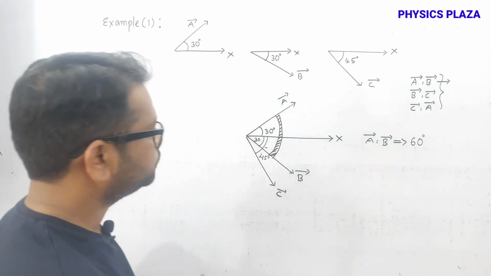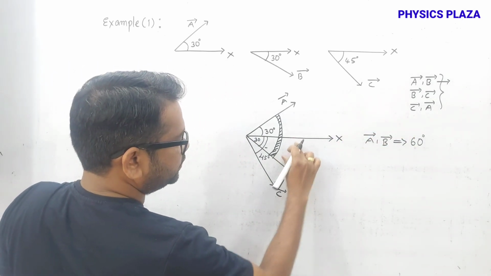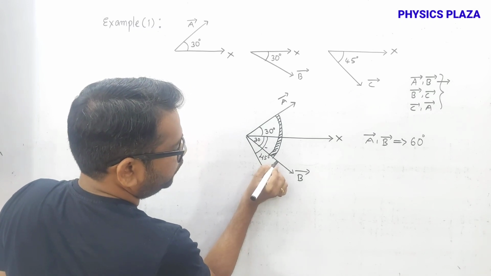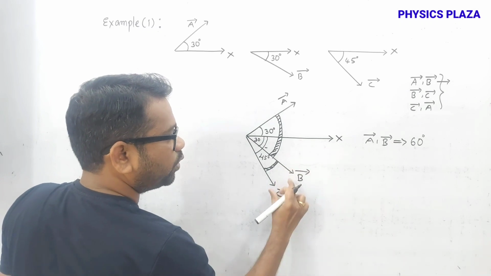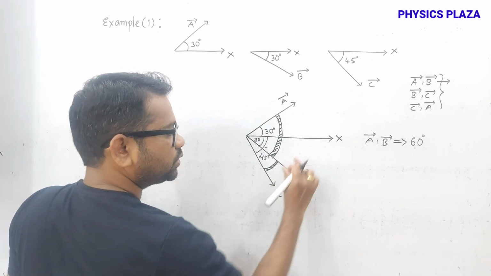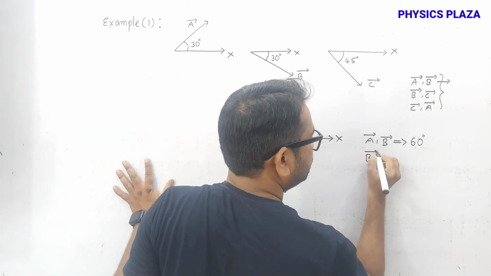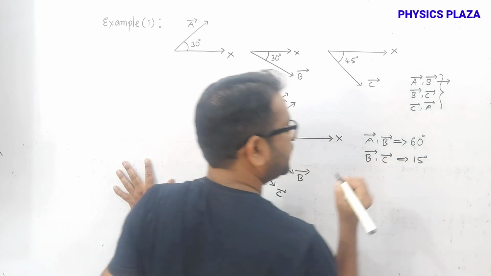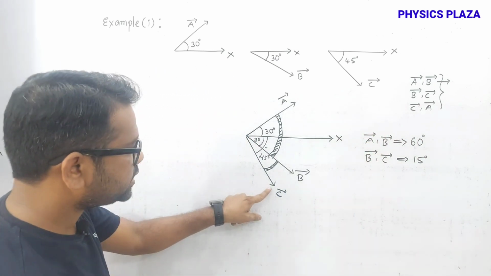Now, the angle between B and C. Children, 30 is already there, and the total here is 45, so it is 45 minus 30. You remove this part because we want the angle between B and C only. This total is 45 and this is 30, so this will be 15 only. So the angle between B and C is just 15 degrees.